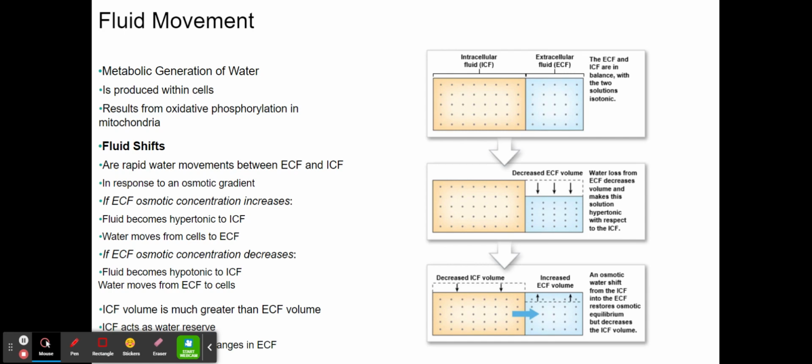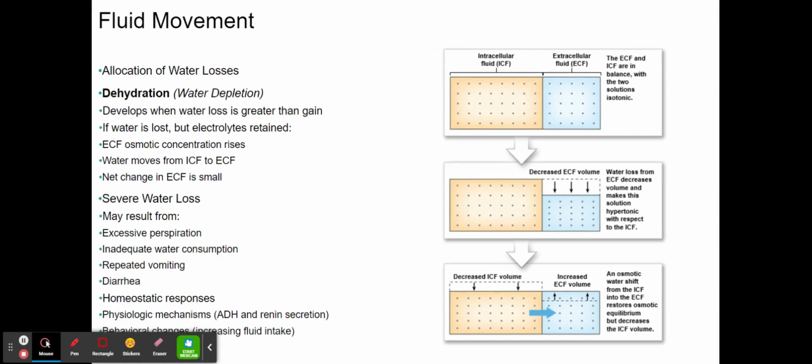The ICF acts as a water reserve because the volume of the ICF is much greater than that of the ECF. In effect, instead of a large change in the osmotic concentration of the ECF, smaller changes occur in both the ECF and ICF. Dehydration and drinking a glass of tap water are two examples that demonstrate the dynamic exchange of water between the ECF and the ICF, as we'll now see.